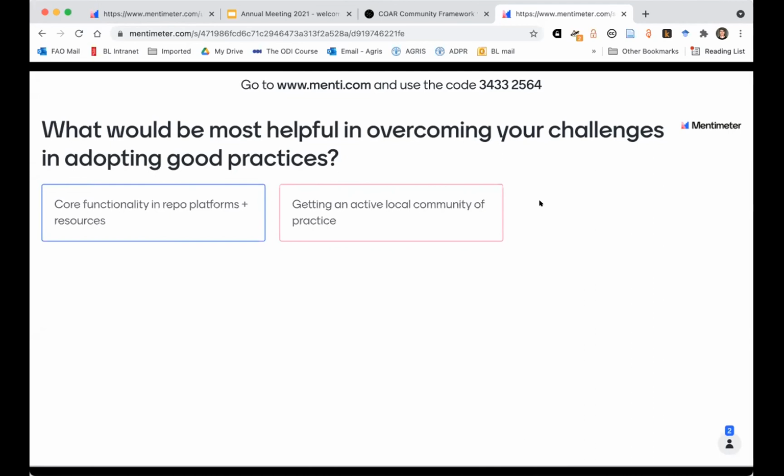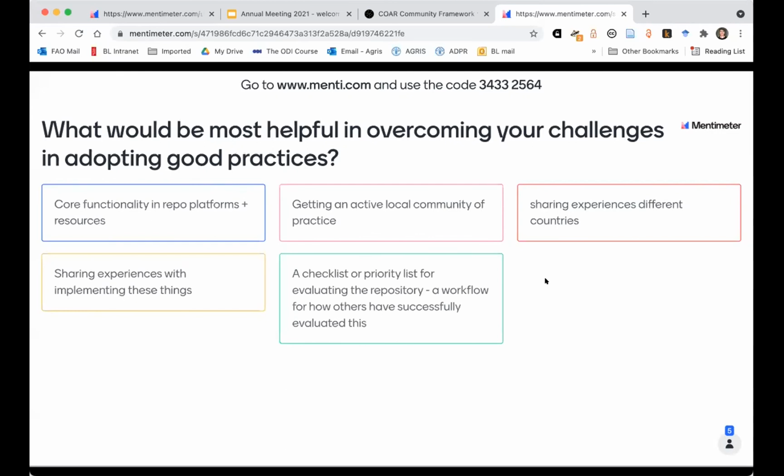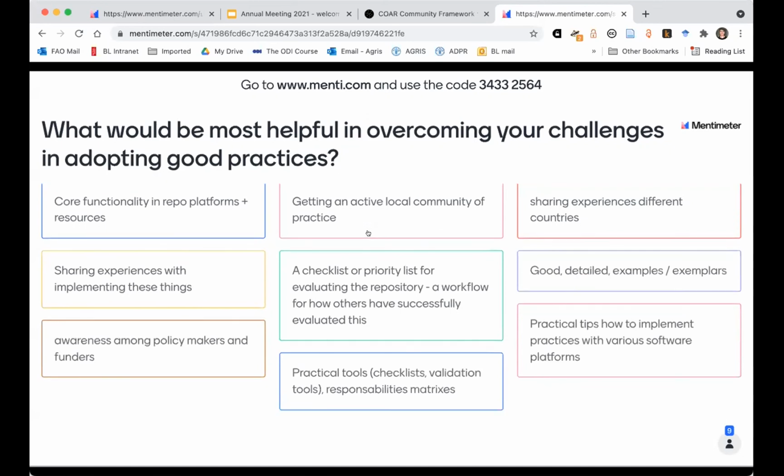But it would be really helpful if you just put your thoughts into this, and then we can collect them and see which ones are possible, at least on the COAR side, or as a community ourselves we can do something. Let me just read them out as much as I can see. Core functionality in repo platforms and resources would be helpful. Getting an active local community of practice. Sharing experiences in different countries. A checklist or priority list for evaluating the repository.